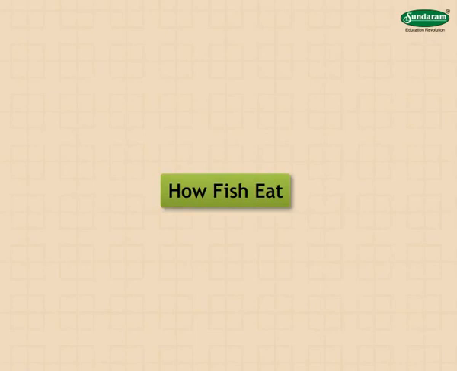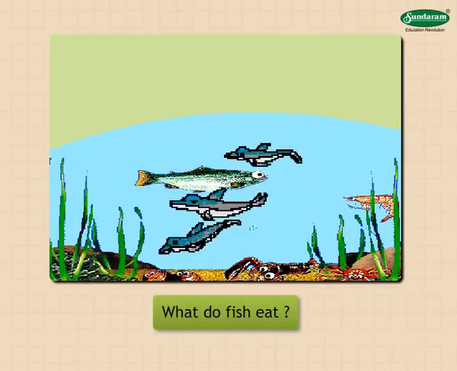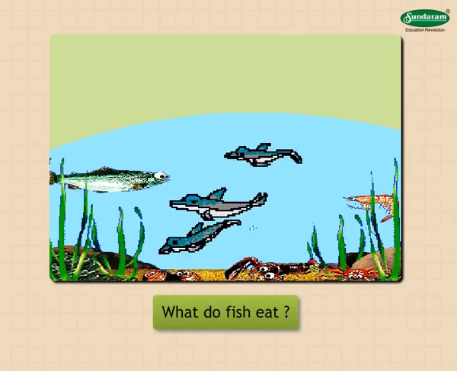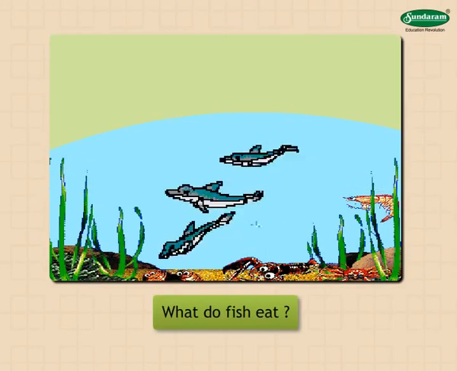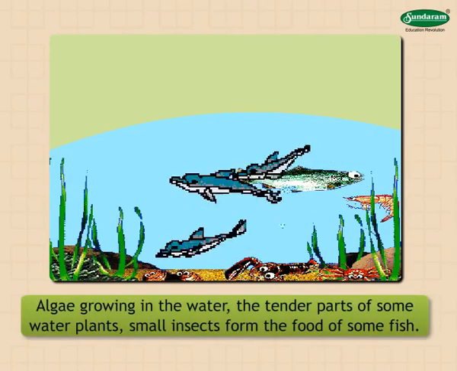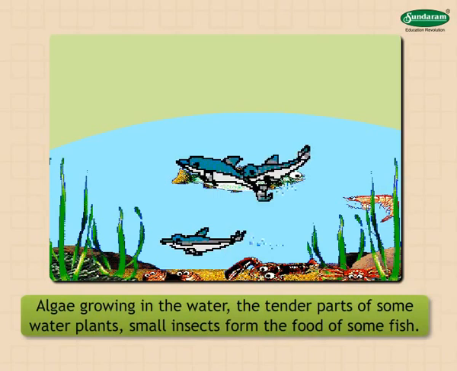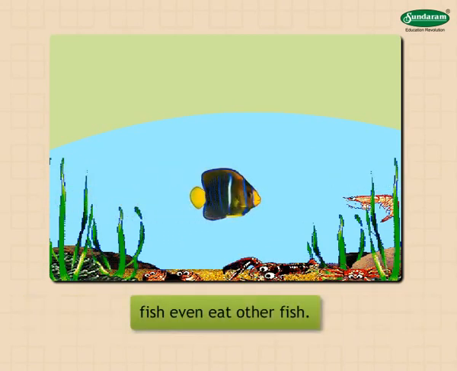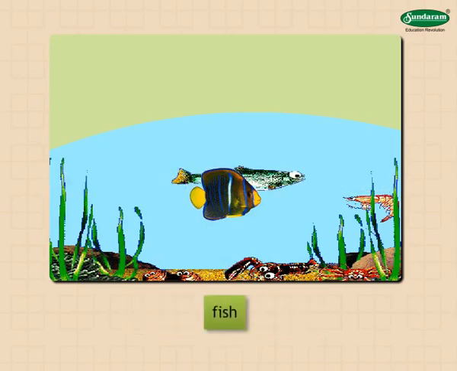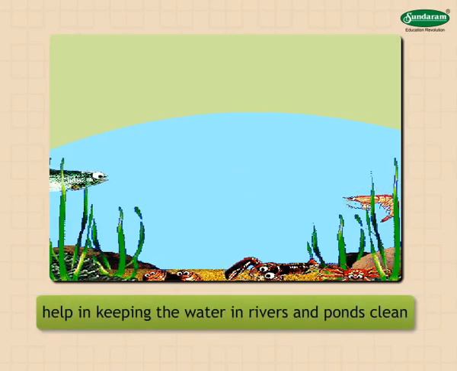How fish eat. What do fish eat? Fish live in water. Some fish are small, some are big. Algae growing in the water, the tender parts of some water plants, and small insects form the food of some fish. Some fish even eat other fish. As fish eat the algae and insects growing in water, they help in keeping the water in rivers and ponds clean.